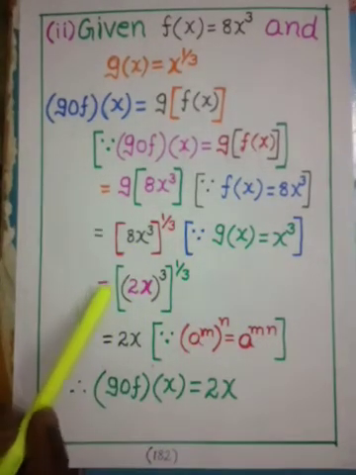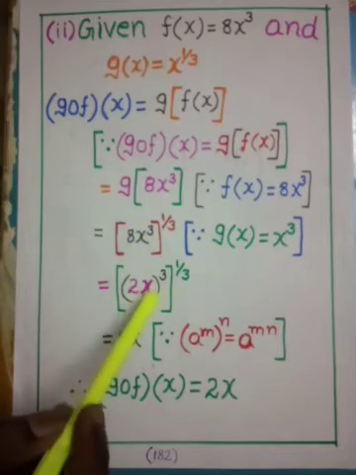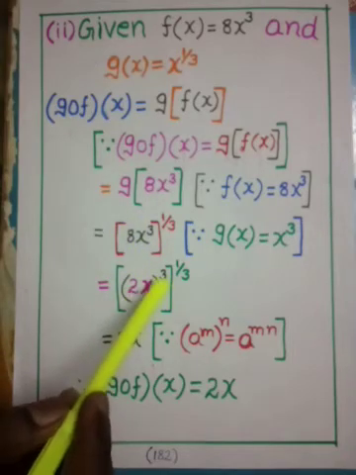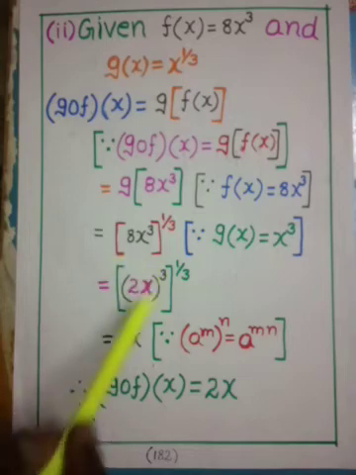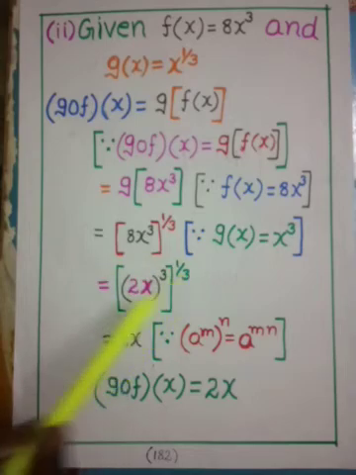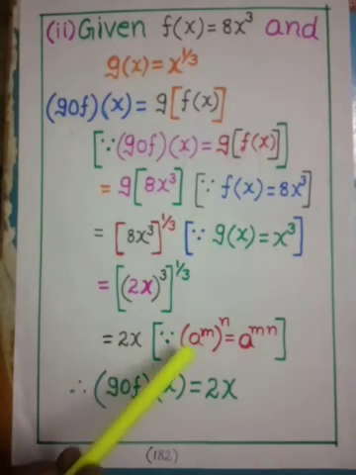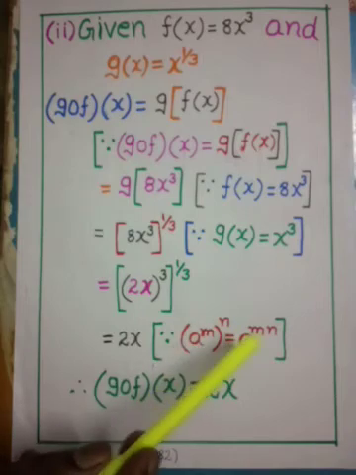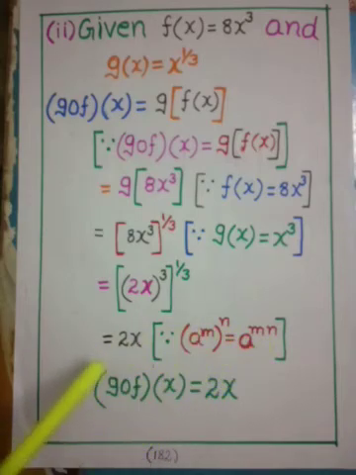Right. That is equal to, this can be written as (2x)³. Can we write it or not? Yes, ((2x)³)^(1/3). Now we get here 2x only, because (a^m)^n is equal to a^(mn). Okay, my dear children, therefore (g∘f)(x) is equal to 2x. Understood, my dear children? Right.